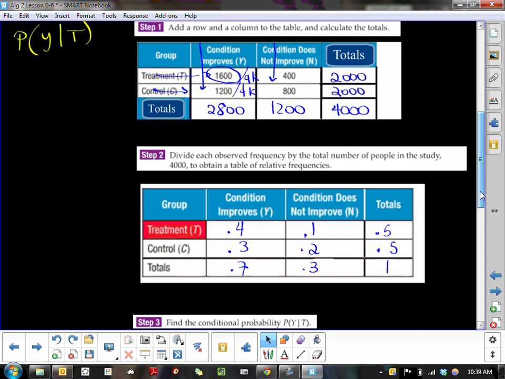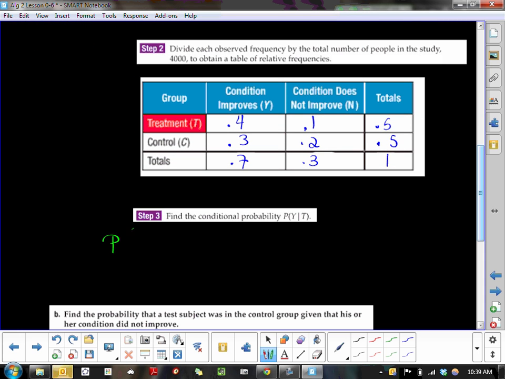What's the probability that they said yes, their condition improved, given that they received the treatment? We're going to do the probability that they received the treatment and their condition improved, divided by the probability that they were given treatment. So we'll go find our numbers in our table.